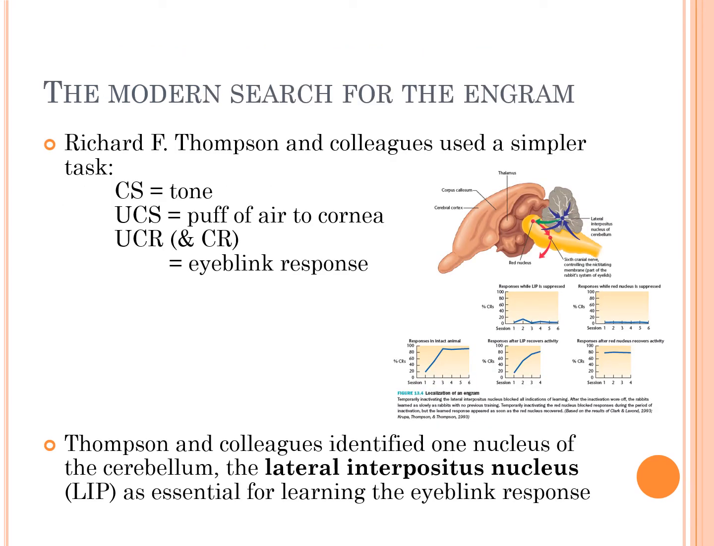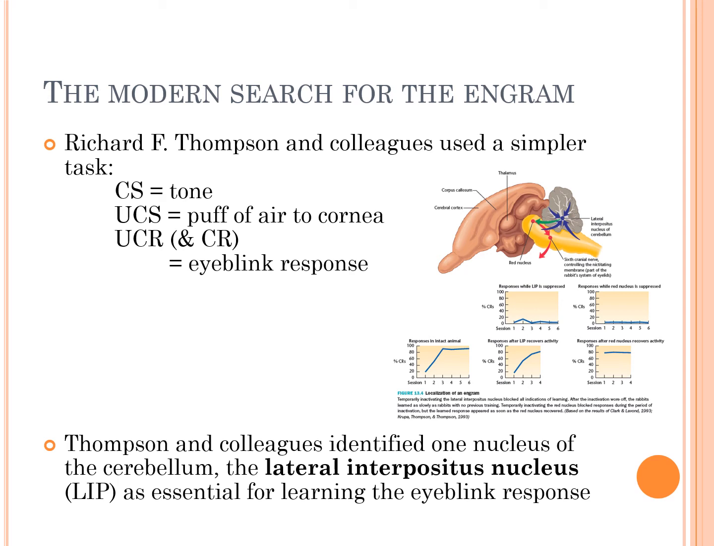It was Richard F. Thompson and his colleagues who then realized and started to use a simpler task. So one specific example of classical conditioning, and they started to look in various subcortical structures. Specifically, we're going to be talking quite a bit about the cerebellum. The task that they used was an aversive conditioning of a tone with a puff of air to the cornea.